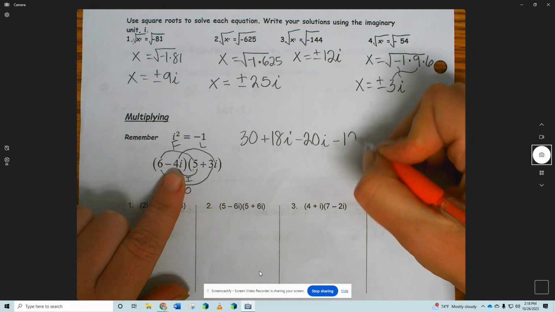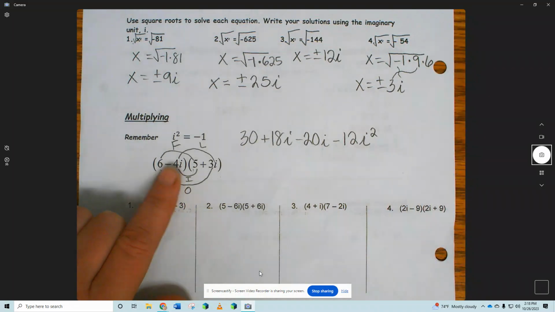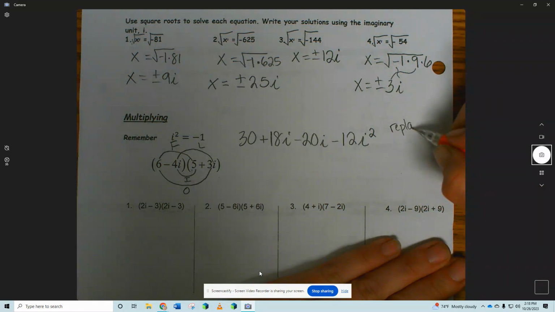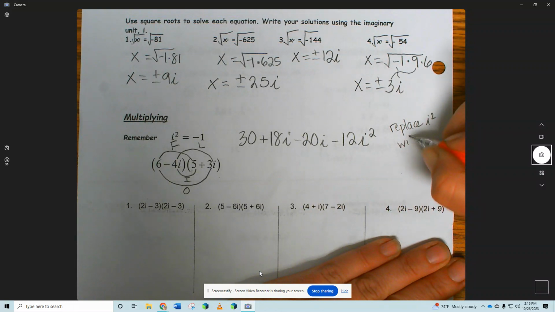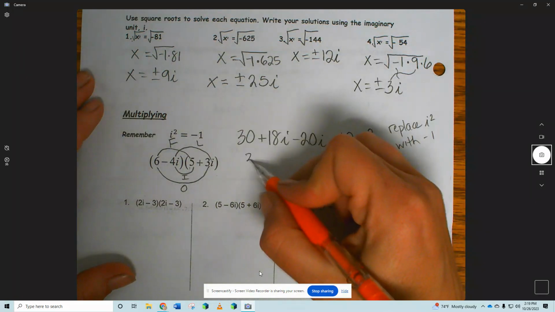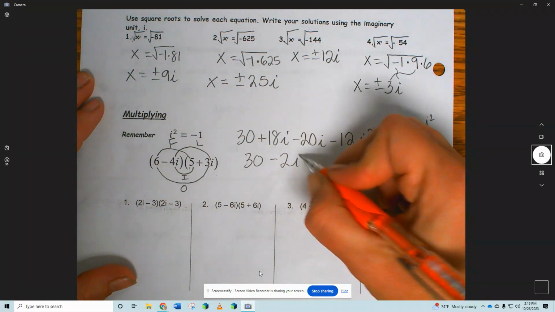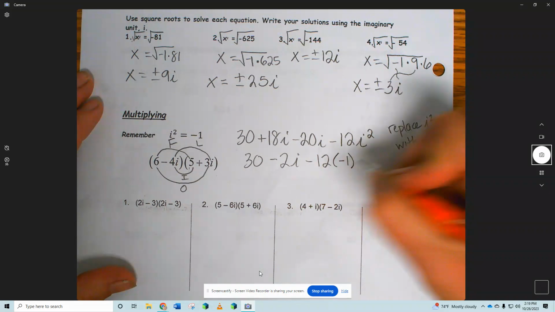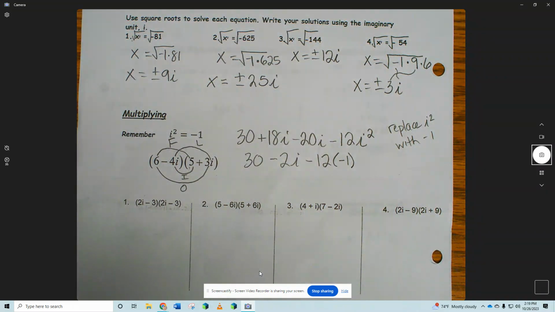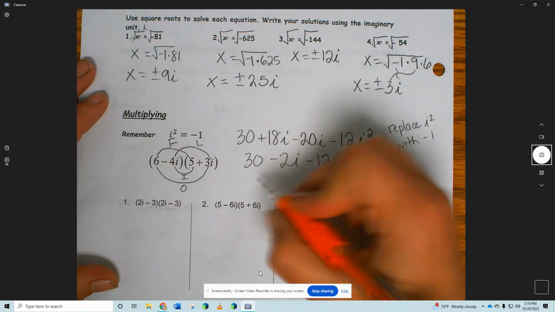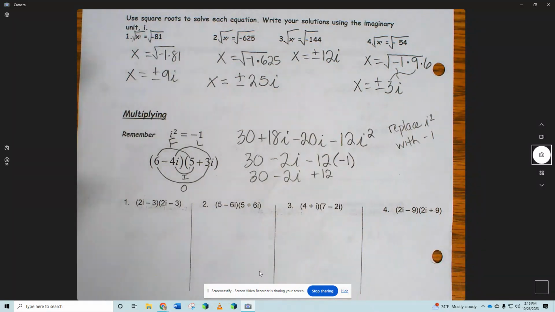Negative 12i times i. Here's where it becomes my i squared. You're going to replace i squared with negative 1. So let's go through and combine like terms and whatnot. 30 minus 2i minus 12 instead of i squared. Can you please put a negative 1 right next to it? Negative 12 times negative 1. This becomes positive 12, right? 30 minus 2i plus 12.